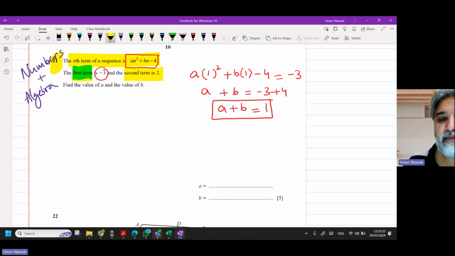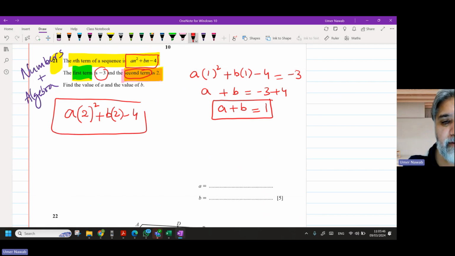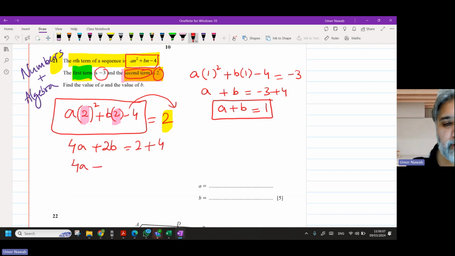Now, the second term is 2. Since it is the second term, in the place of n I will substitute 2. a times 2 squared plus b times 2 minus 4. And this whole thing, for me, is equal to 2. Simplify, 2 squared, it's 4a. This is 2b. This is minus 4. Send it to the other side. So 2 plus 4. So 4a plus 2b is equal to 6. Clear?